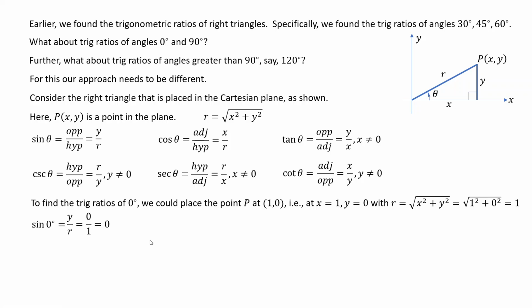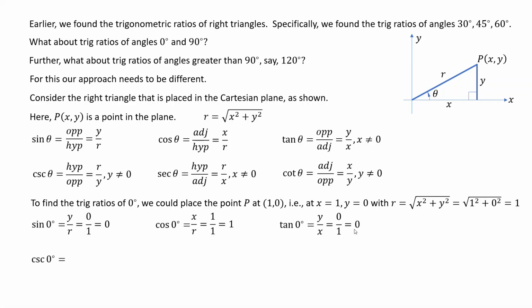What is cosine of 0? Well, cosine is x over r. You need to memorize this with an understanding. Okay? x over r. What is x? x is 1. r is what? 1. So 1 over 1. What is tangent of 0 degrees? Tangent is y over x. So 0 over 1, which is 0. So tangent 0 degrees is 0.